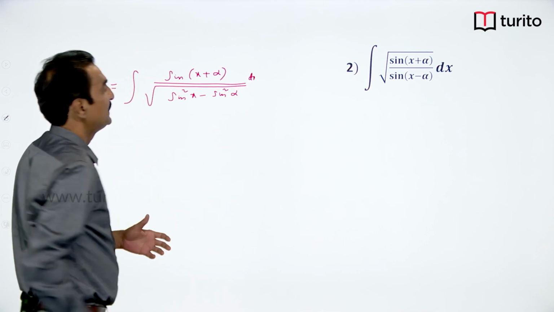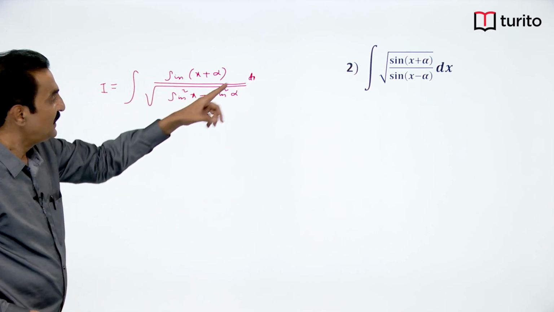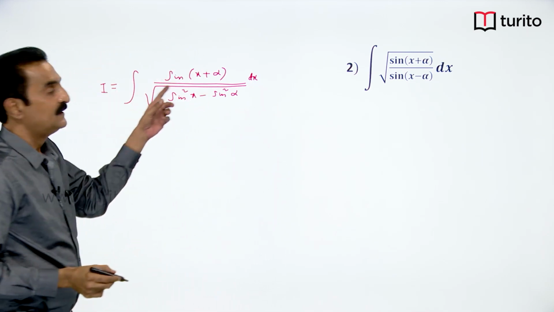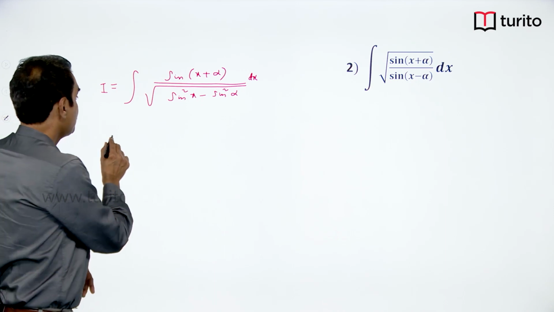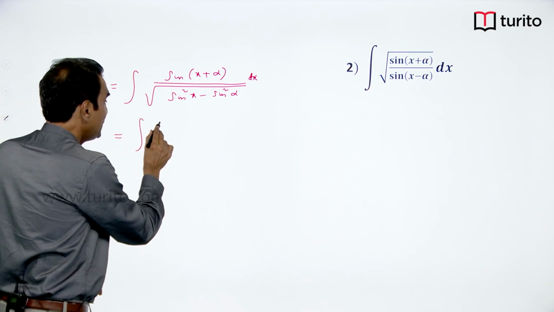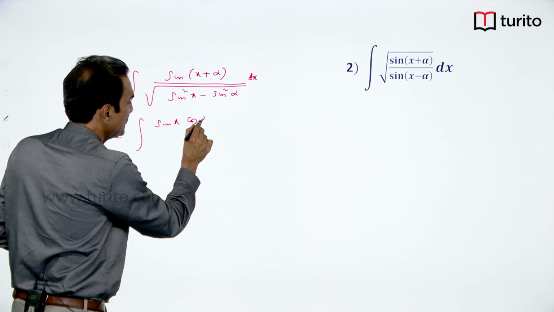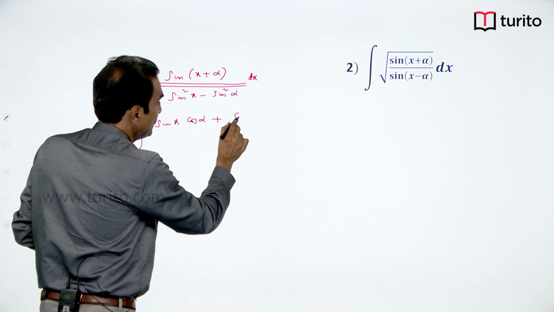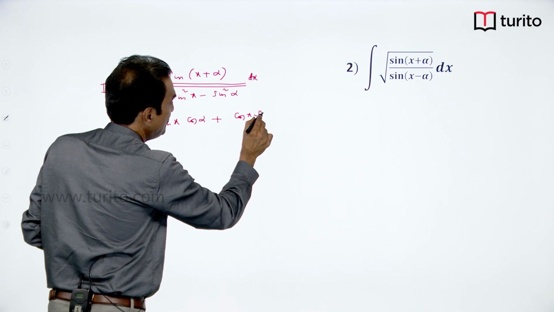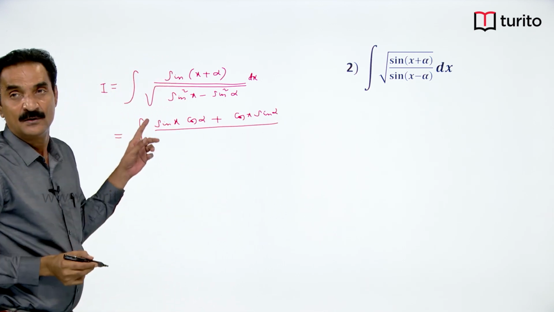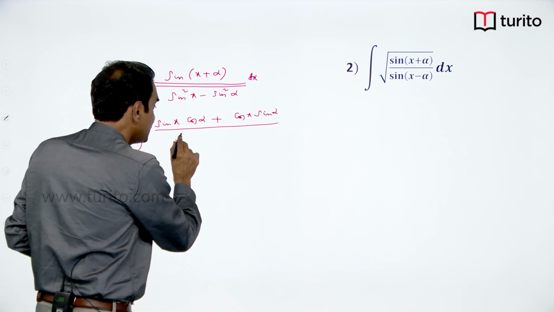dx. Now, let us expand the numerator and see. Sin x plus alpha is sin x cos alpha plus cos x sin alpha by root over sin square x minus sin square alpha.